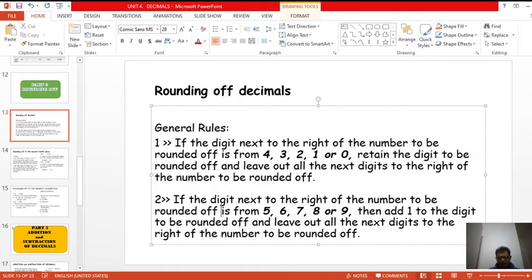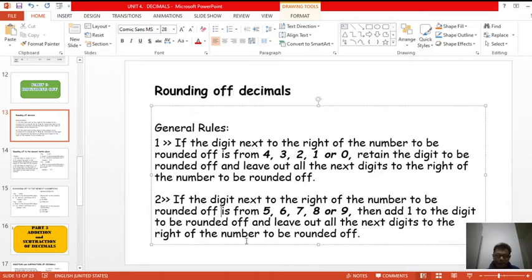Okay, there we go. Again, if the digit next to the right of the number to be rounded off is from 5, 6, 7, 8, or 9, then add 1 to the digit to be rounded off and leave out all the next digits to the right of the number to be rounded off. Leave out meaning you take it out. It's not needed anymore. Let's go with examples.